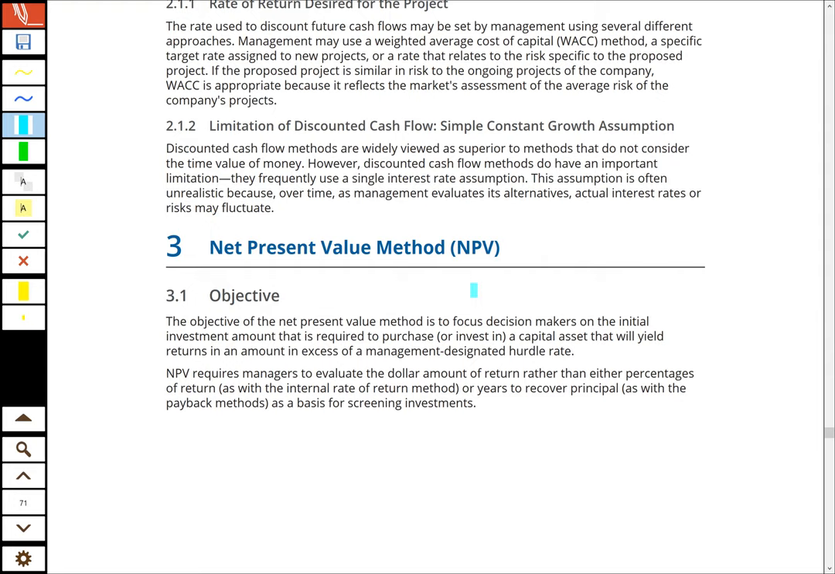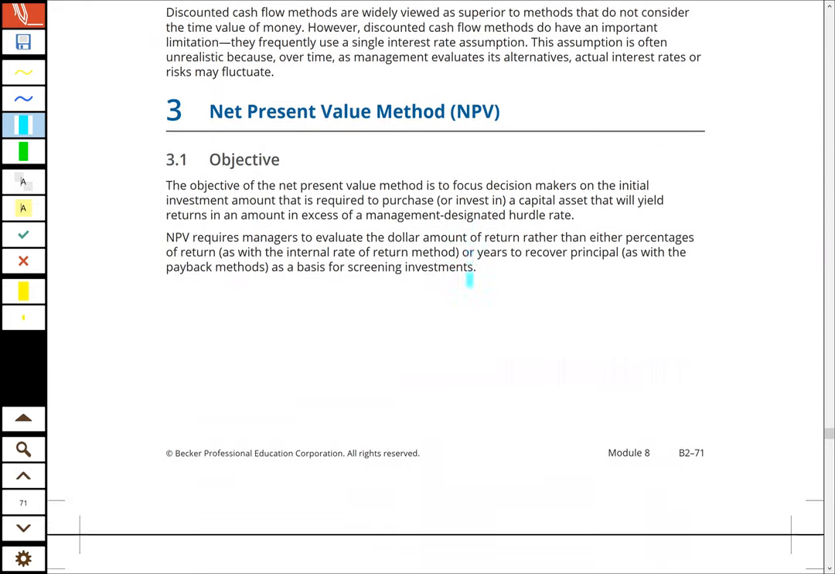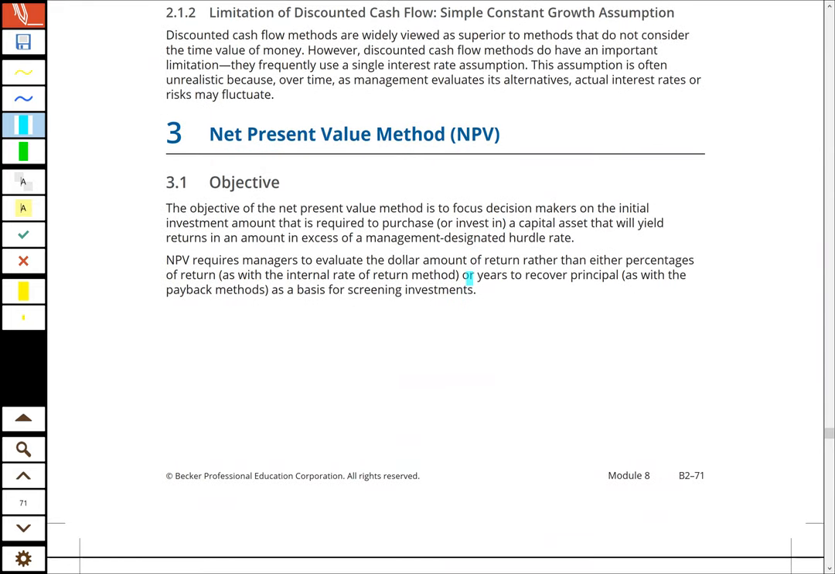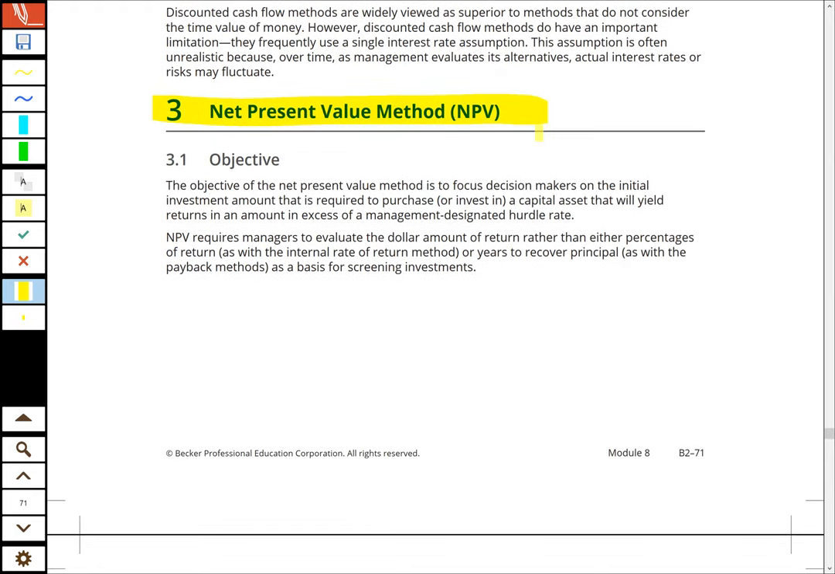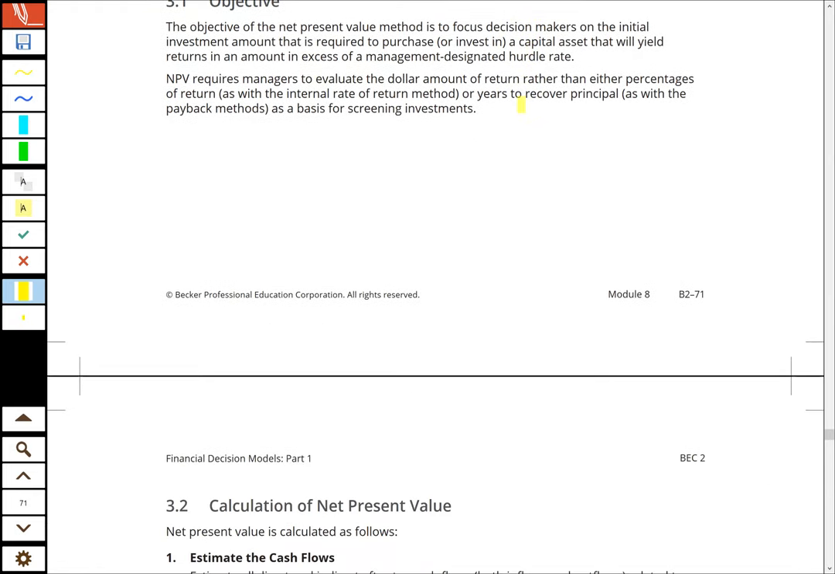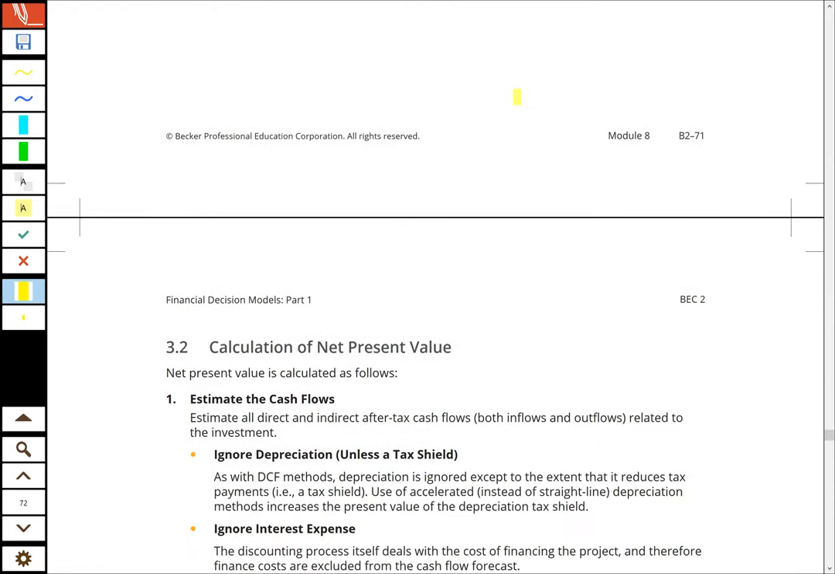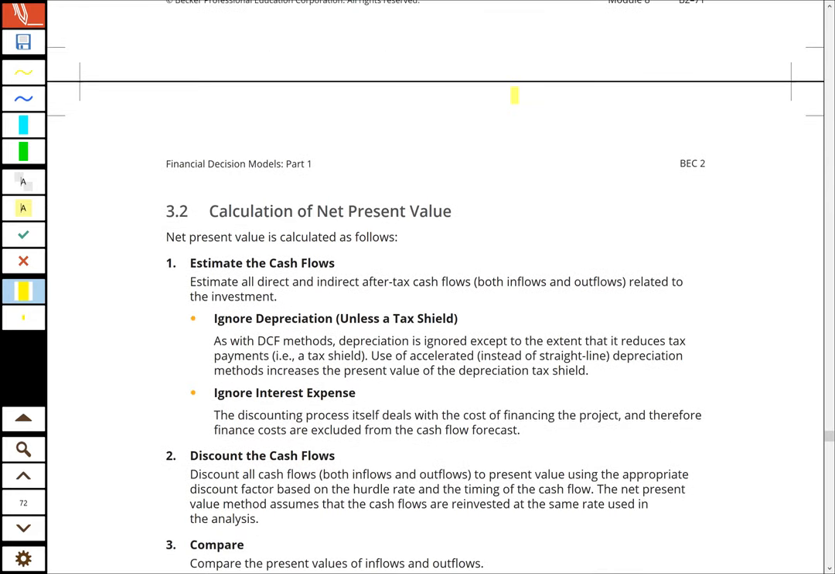I don't know why, if they have a heading here of discounted cash flow models, they wouldn't have wanted to talk about all the ones that use discounted cash flows first. Anyway, let's not rewrite the book here. Let's just talk about the net present value method, and take a look at the calculation of the net present value.